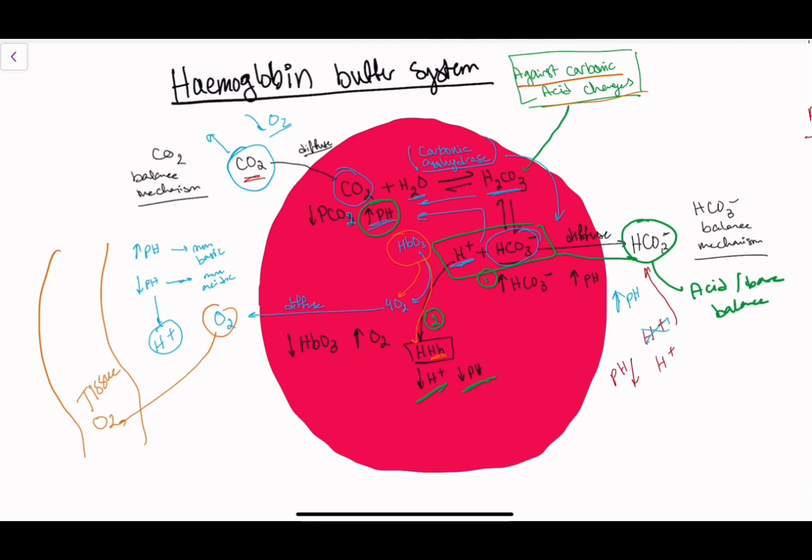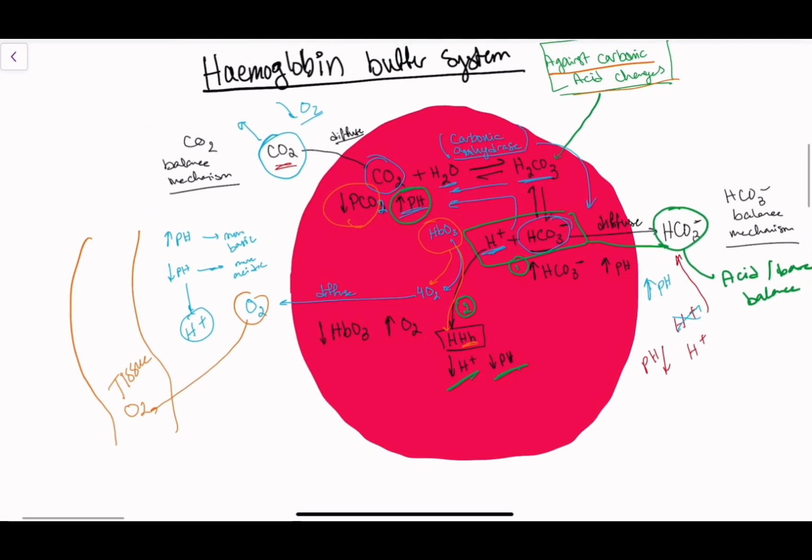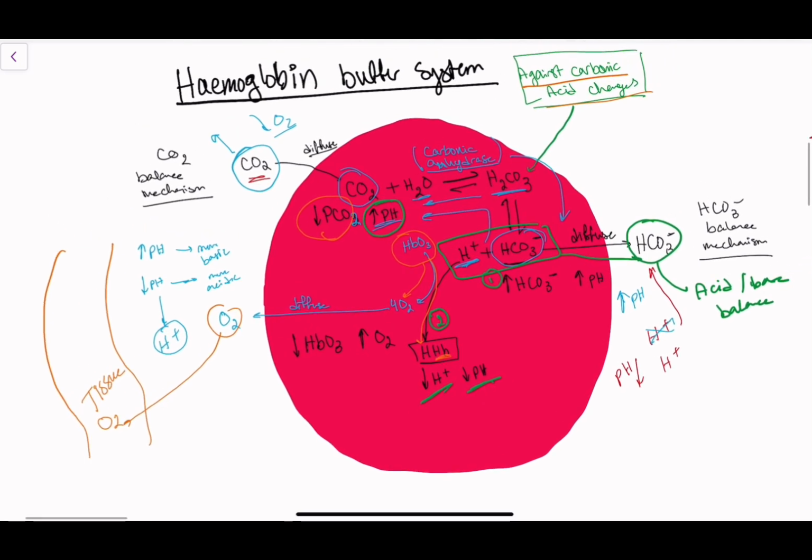It can help in decreasing the PCO2. It can help in increasing the pH, helps in binding to the H plus, helps in the making of more bicarbonate, and the balancing of the HCO3 minus ion, which is the bicarbonate ion.